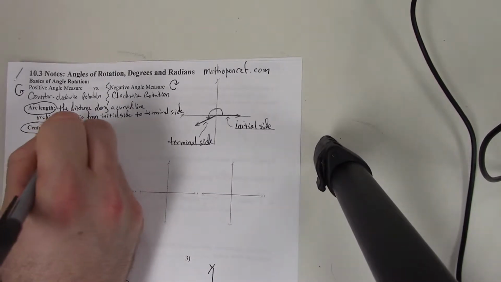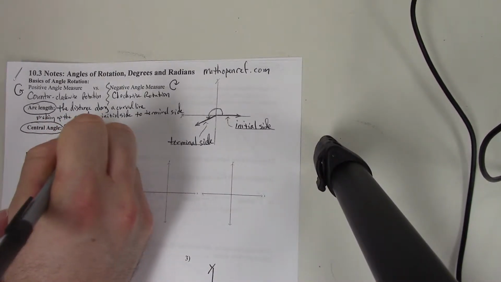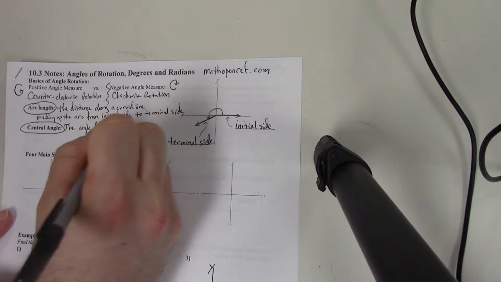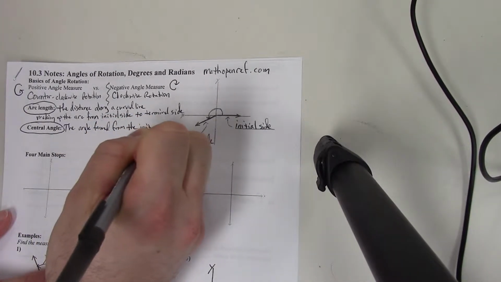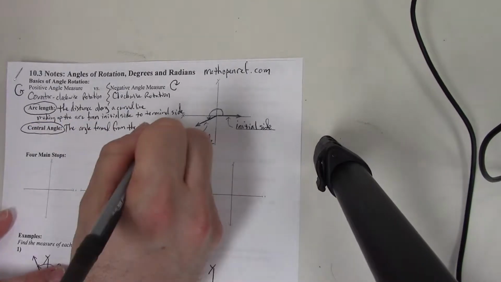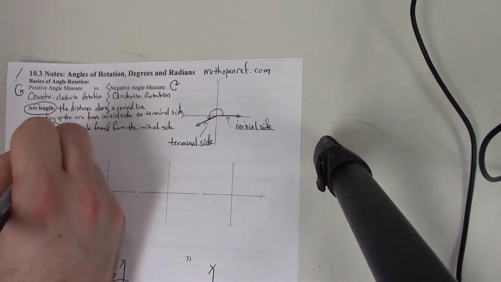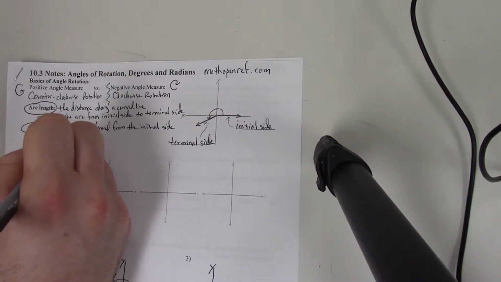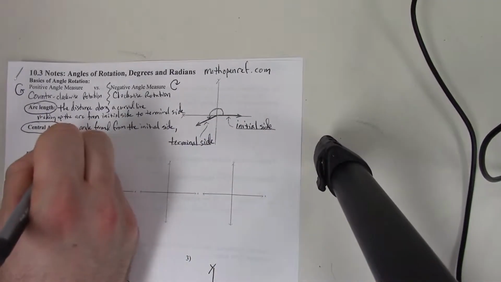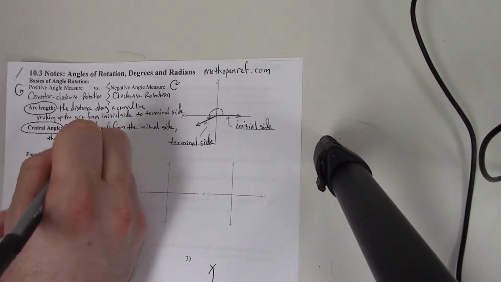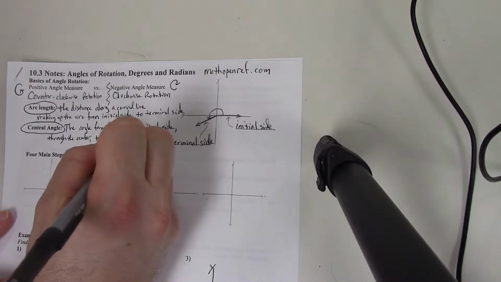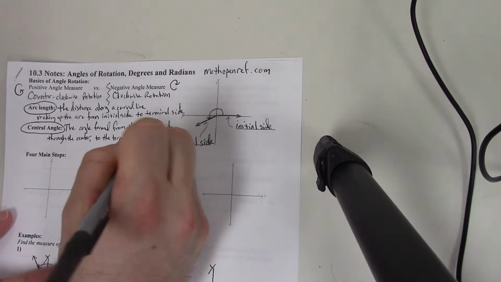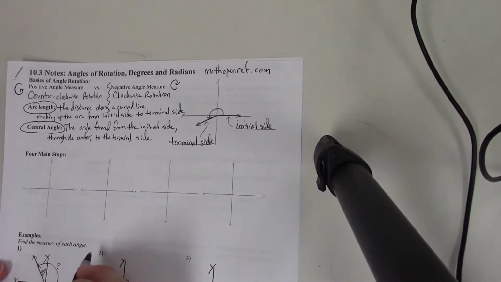Central angle is the angle formed from the initial side through the center to the terminal side. There are four main stops.